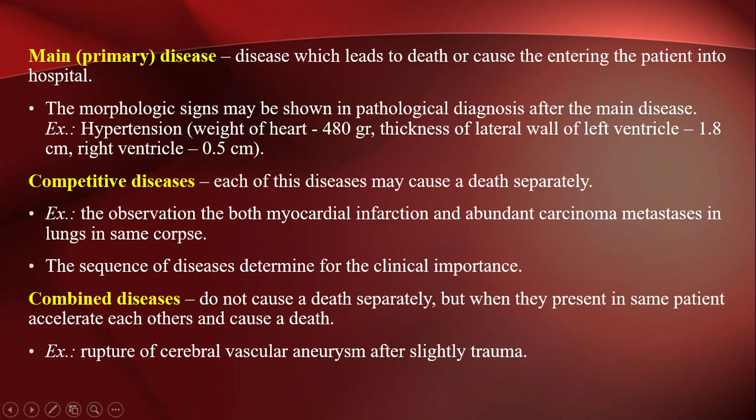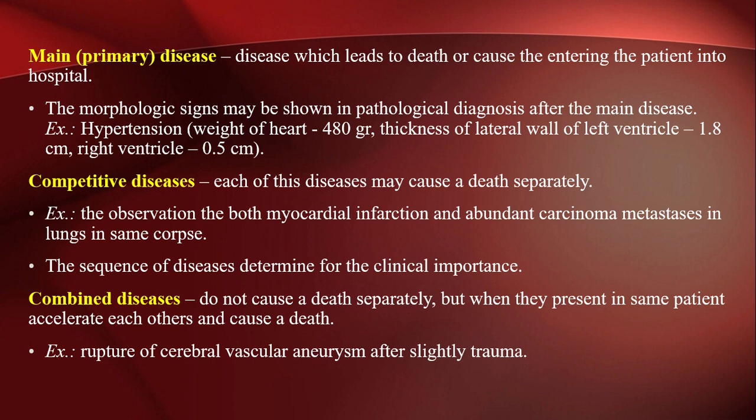Let's discuss some kinds of disease that are specifically classified. What makes the main, primary disease? It is the disease which leads to death or causes the patient's entry into hospital. The morphologic signs may be shown in the pathological diagnosis after the main disease. For example, hypertension. First, we write hypertension because it is autopsy material, an autopsy diagnosis. In brackets we can write the weight of the heart, the thickness of the lateral wall of the left ventricle, and the thickness of the right ventricle.